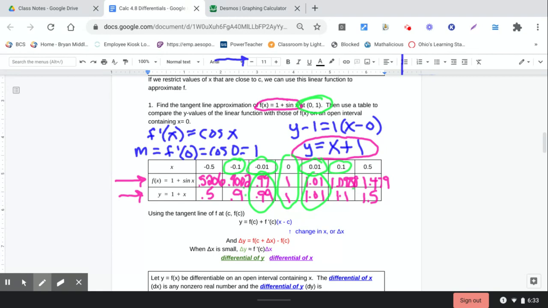They start to differ a little bit more. And the further we get away from that point, the more our y values are going to differ. But as long as we're close to 0, our tangent line and our function are going to have very, very similar values. So we can use this tangent line to approximate values. Now, we wouldn't want to do that for points that are far away from 0, like you wouldn't want to do that for the number 8, because that's way too far away. But as long as we're close to 0, this will work.